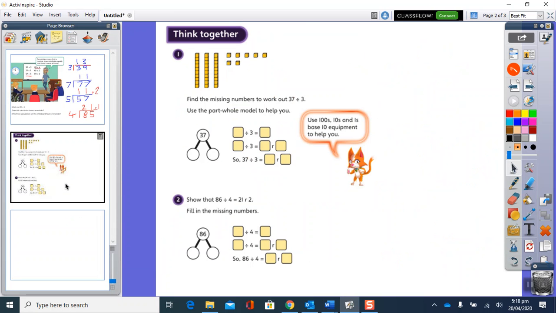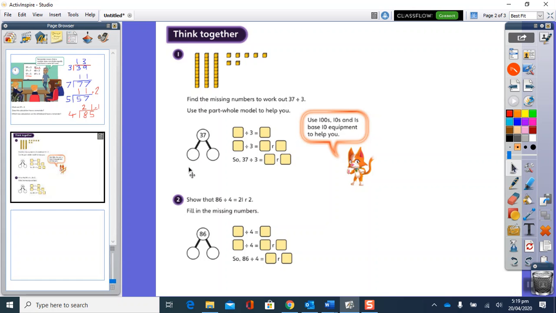Now we look at the next part. So, thinking together. Find the missing numbers to work out 37 divided by 3. Use the part-whole model to help you. Now, a part-whole model is when you partition a number into 2 or 3 or however many separate pieces. In this case, it's only a 2-digit number, so you partition it into the 10s and the 1s.